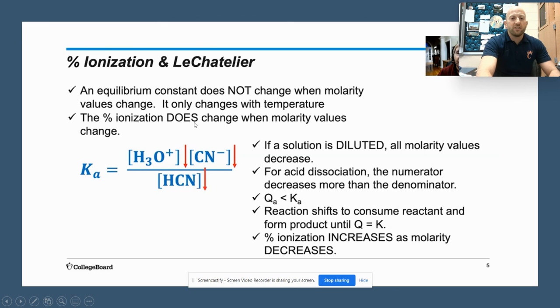So the percent ionization does change with the molarity value. So if you have a high molarity, that's going to change your percent ionization. So if we dilute this, all molarity values decrease. For an acid dissociation, the numerator decreases more than the denominator, right? Because we have 2 species up here and only 1 down here. So our Q is going to be less than K, and our reaction shifts to consume more reactant to make more product. So what happens is, if we dilute things, it's actually going to make more product because it's going to want to dissociate a little bit more.